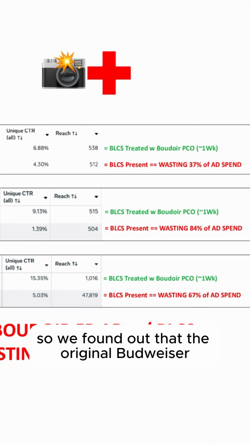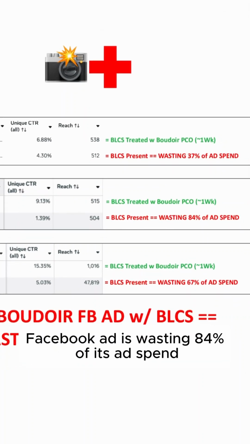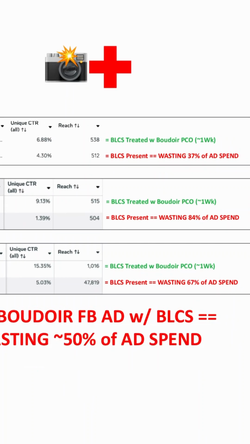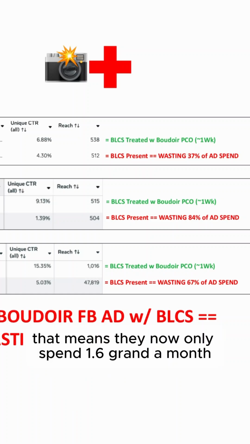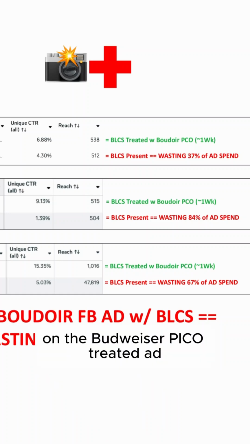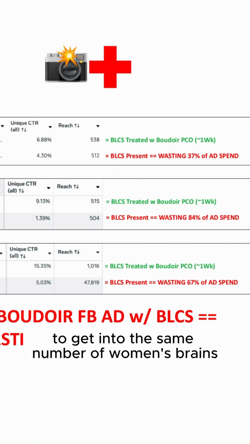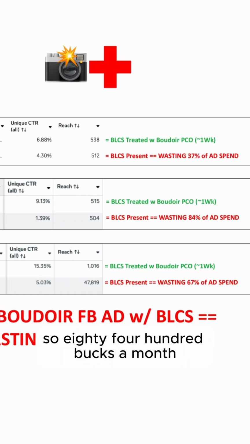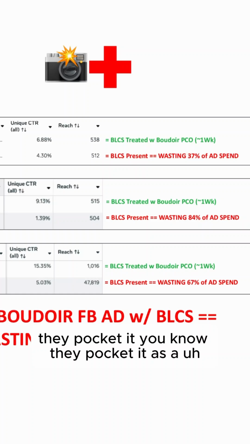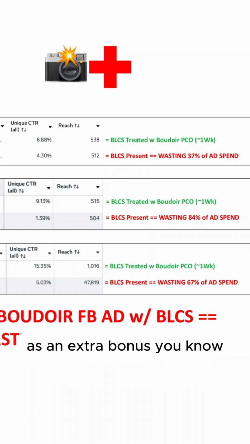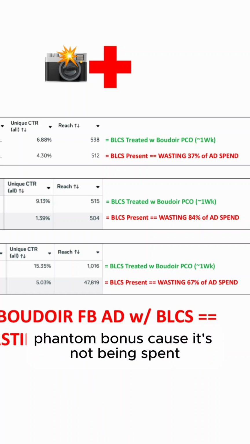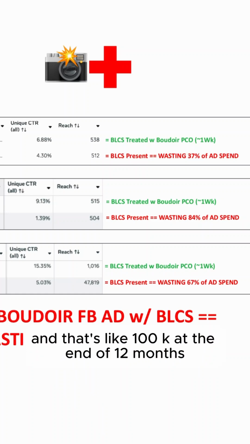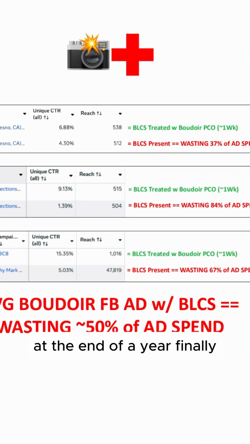So we found out that the original Boudoir Facebook ad is wasting 84% of its ad spend. So if they were spending 10 grand a month on Boudoir Facebook ads, that means they now only need to spend 1.6 grand a month on the Boudoir Pico treated ad to get into the same number of women's brains. That's the power of Boudoir Pico. So 8,400 bucks a month, they don't even have to spend it anymore. They pocket it. They pocket it as an extra bonus, phantom bonus, because it's not being spent. And that's like 100K at the end of 12 months, at the end of a year.